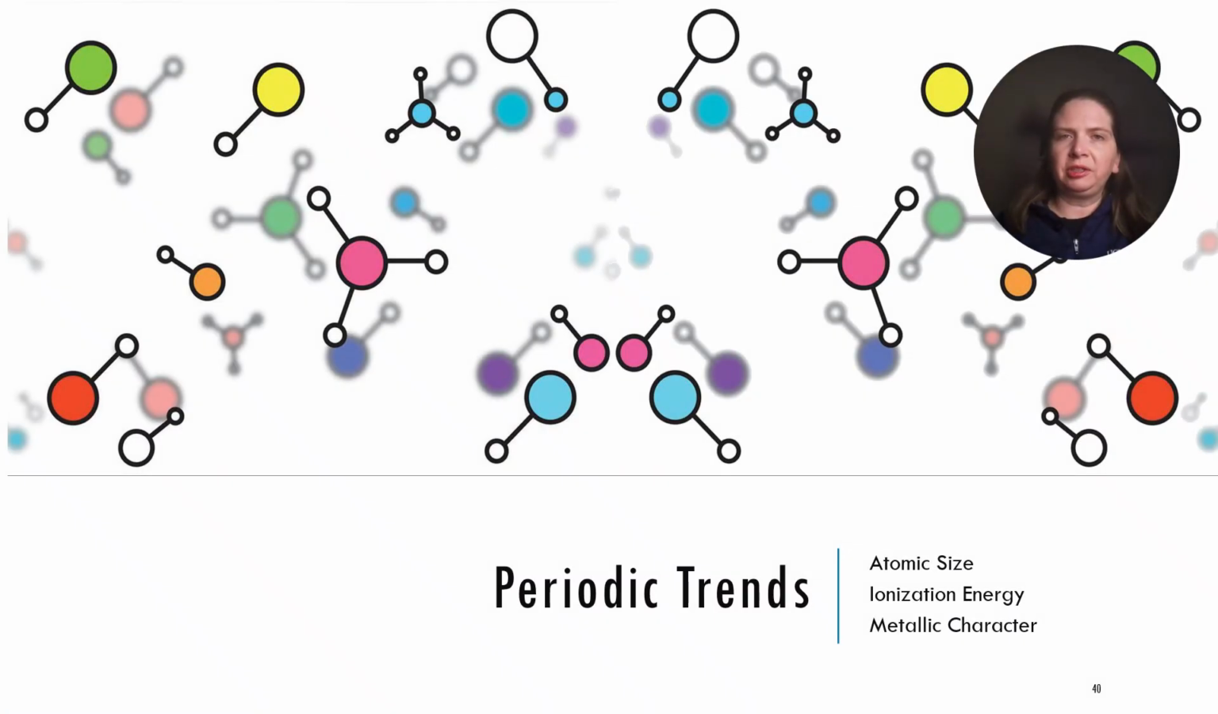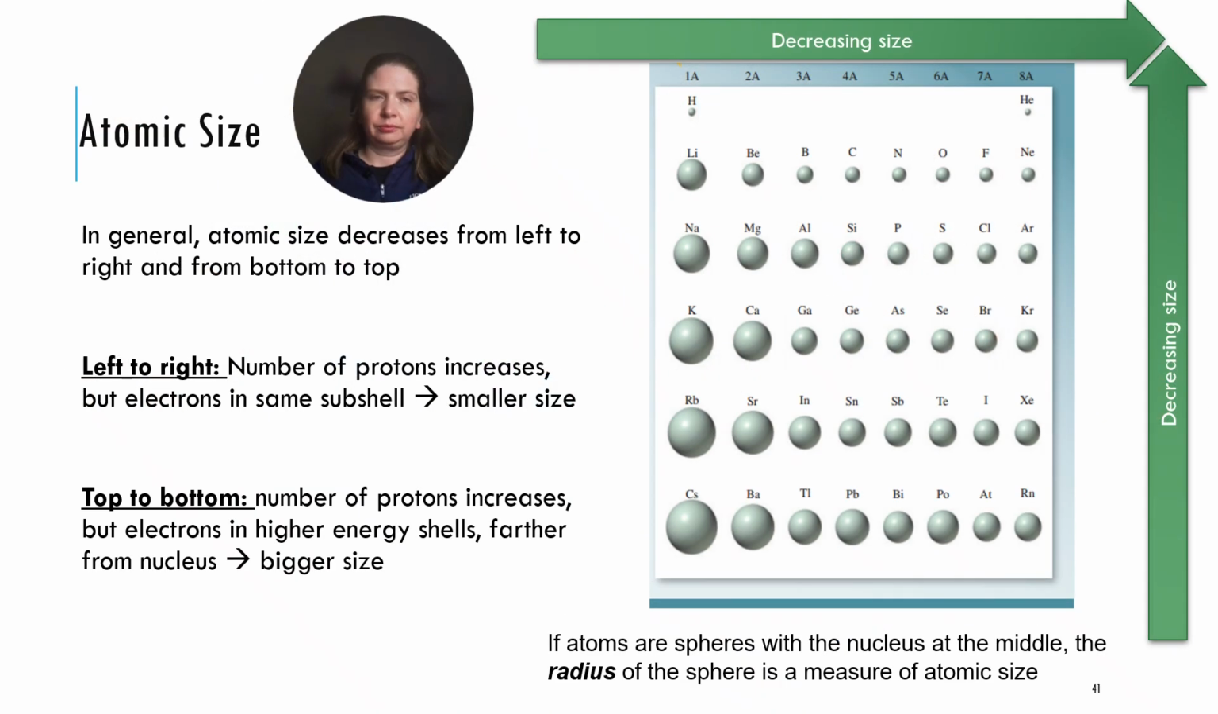In this video, we are going to learn about periodic trends, including atomic size, ionization energy, electron affinity, and metallic character, primarily for main group elements. Let's begin by discussing the size of atoms.